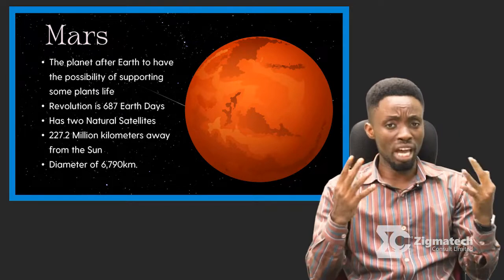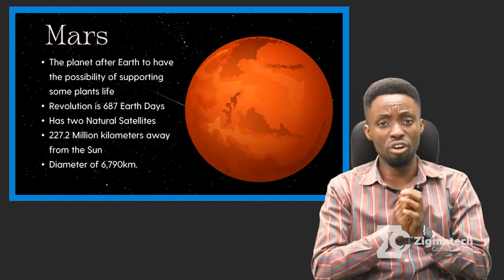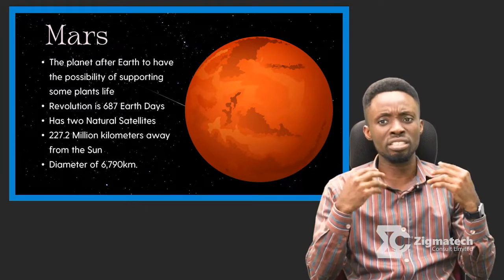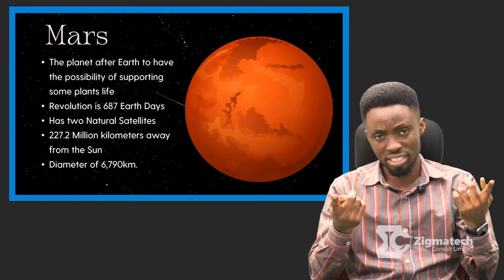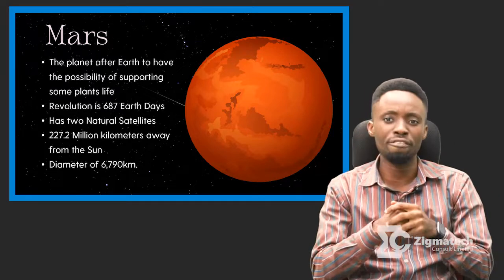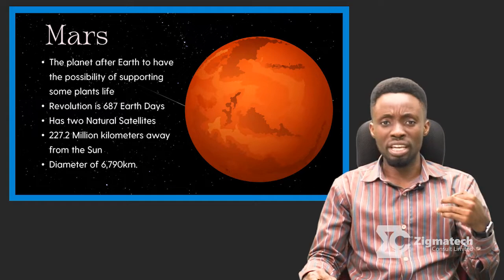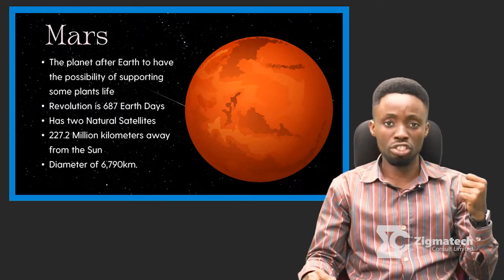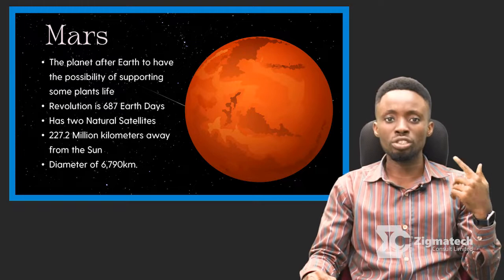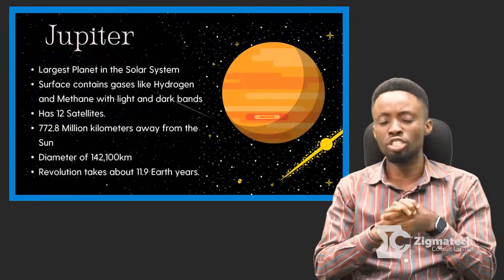Mars has a diameter of 6,790 kilometers, and it's 227.2 million kilometers away from the Sun. So, before you get to the next planet, we go past the asteroid belt, and we get to the next planet, which is called planet Jupiter.